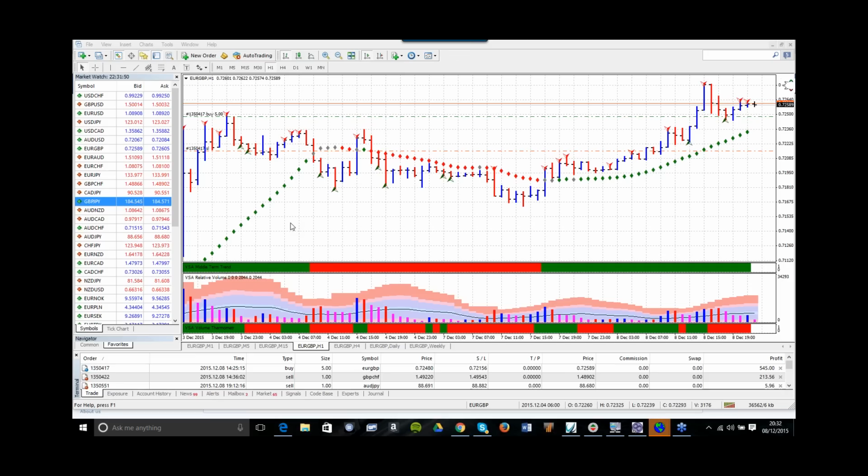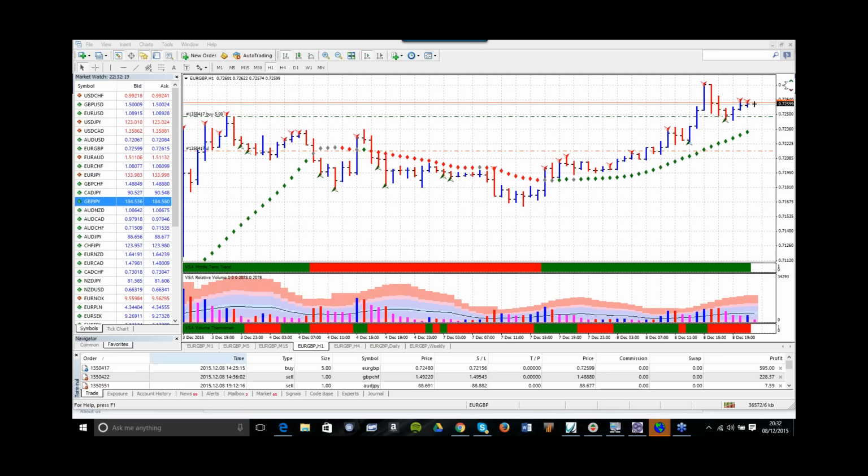Can everyone see the hourly chart of the British pound versus the euro? So the euro versus the pound. Okay, good, thank you. Perfect. I just want to make sure you can see this.